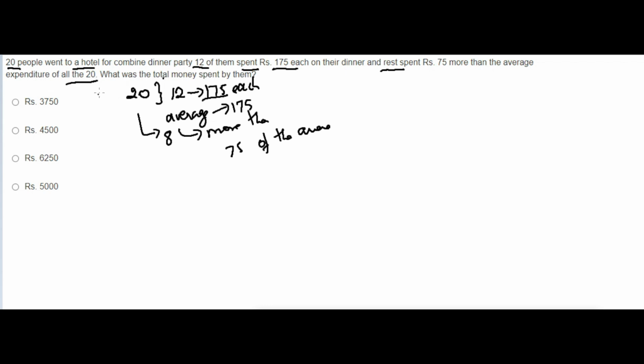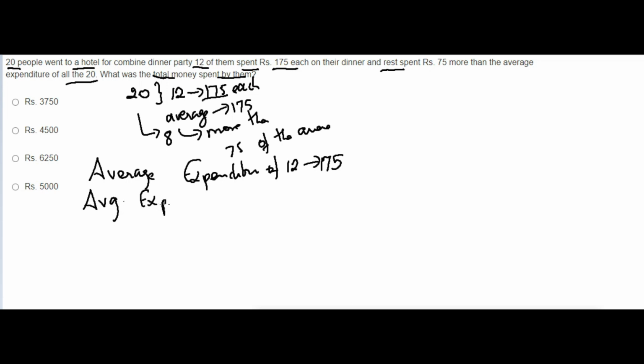All the 20 were given. What was the total money spent by them? The average expenditure of 12 members is 175, and the rest of the people, the average expenditure of the remaining 8 members, is more than the actual average. This 175, more than that, 75 rupees they have spent for the average.